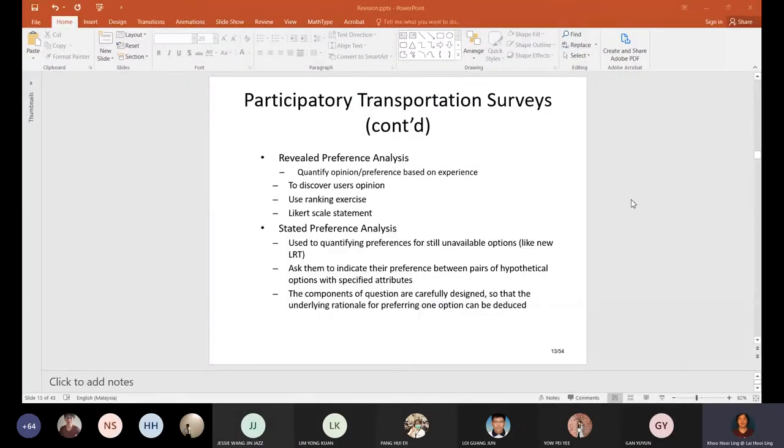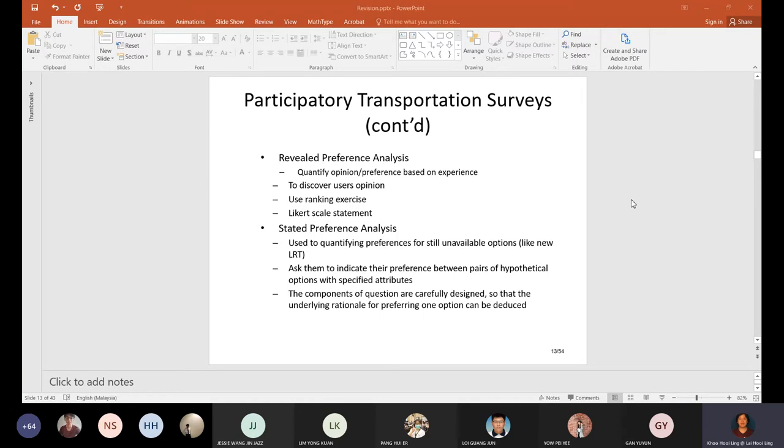Stated preference means that you quantify preferences that are still not available. For example, our ART here. ART is not yet in Kuching. No one has taken ART before. Me, myself also. Although we already have such an application in Johor, there was some planning for us to go and visit the ART system in Johor, but due to MCO, it was not on until now. Something that I haven't experienced, for example, in Malaysia, is high-speed rail.